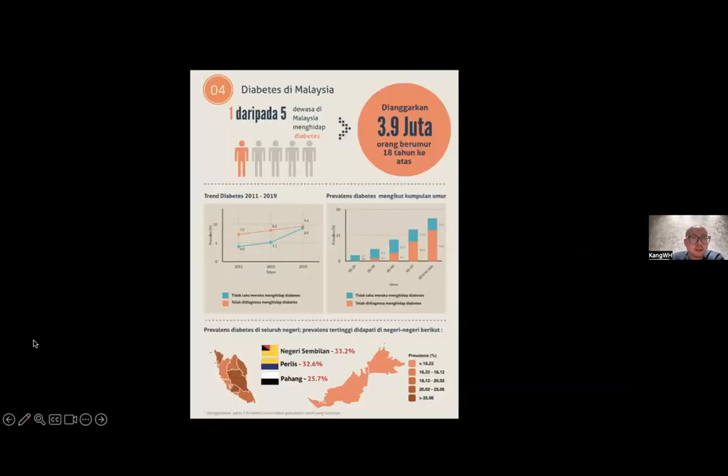This is another slide from the NHMS survey showing that 1 in 5 are diabetic, but if you look at the data here, a lot of them are actually more than 60 years old. So a lot of diabetics in Malaysia are more than 60 years old.